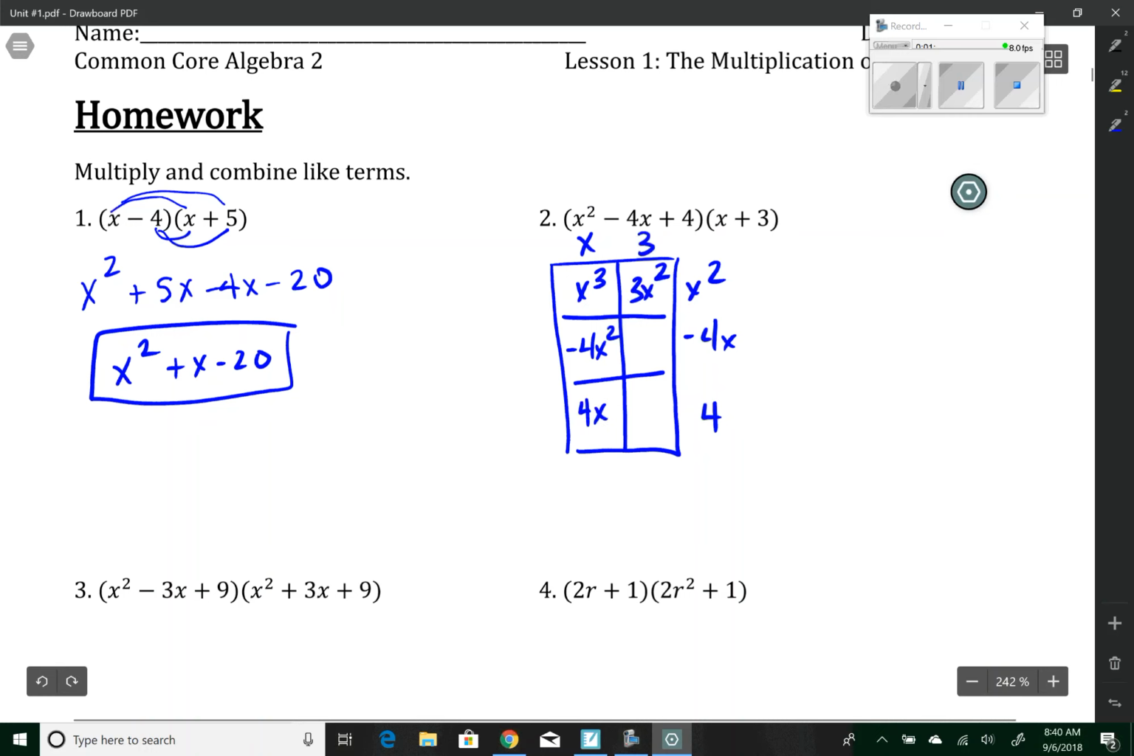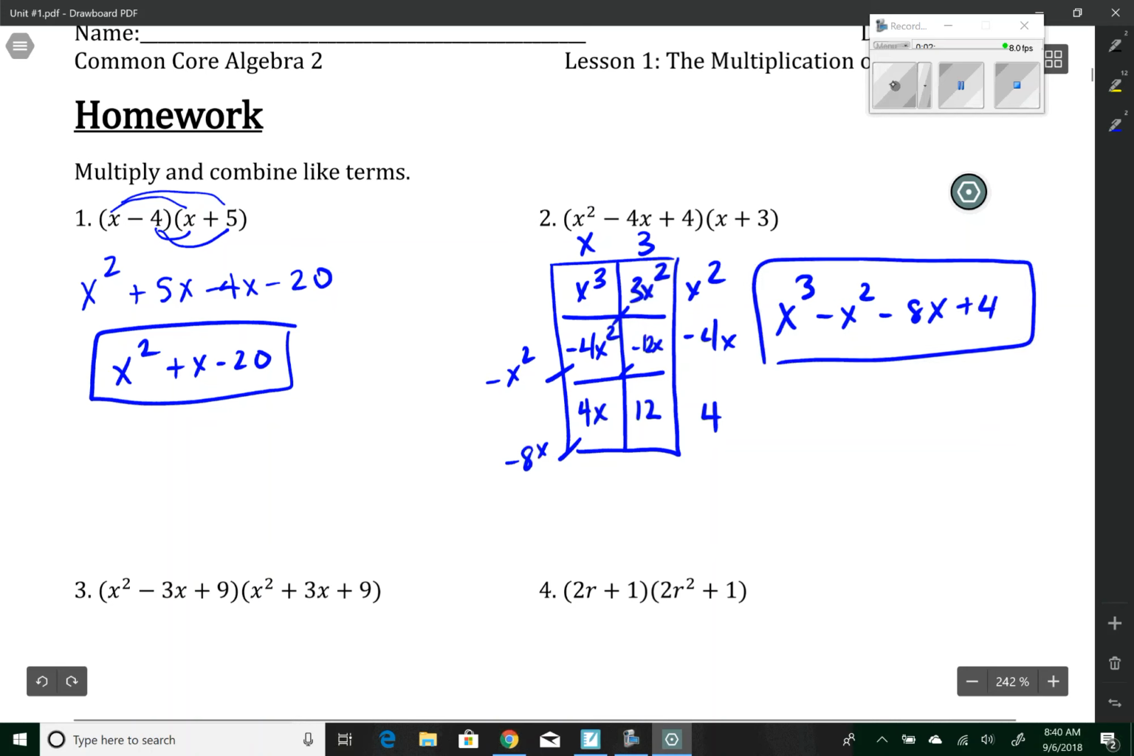3 times x squared is just 3x squared. 3 and negative 4 give us negative 12x. And lastly, we just get 12. We have some like terms here. So I'll draw my arrows, negative x squared. I'll draw my arrows. That gives me negative 8x. So my final answer here is x cubed minus x squared, notice I'm going in order, minus 8x plus 4. This is an example of a cubic polynomial.